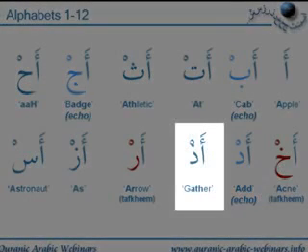Now the next one, the dhal, is another one that a lot of people get confused with. A lot of countries, they pronounce this as a Z sound, so instead of saying dhal, they say zal, which is wrong. So in terms of the dhal with sakin, as in with sukoon, it will be adh, and a good English word for that is gather. So the adh in gather is a good way of remembering that. So adh.